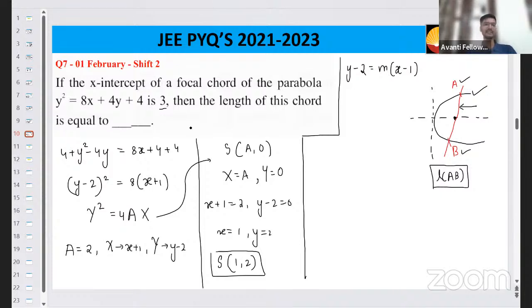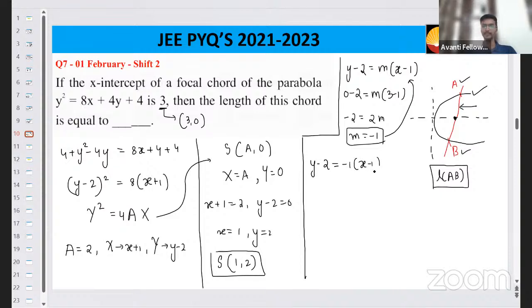Now it is given that this focal chord has x-intercept 3. That means it passes through (3, 0). Let us substitute (3, 0). So 0 minus 2 equals m times (3 minus 1). So minus 2 equals 2m, m equals minus 1. Substituting m equals minus 1, the equation of the focal chord will be y minus 2 equals minus 1 times (x minus 1).